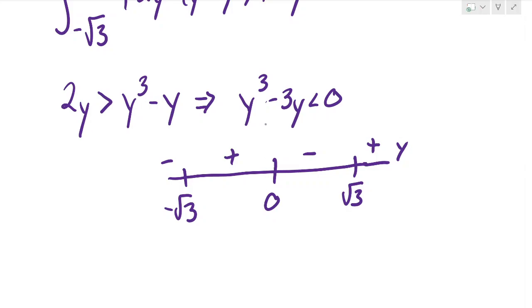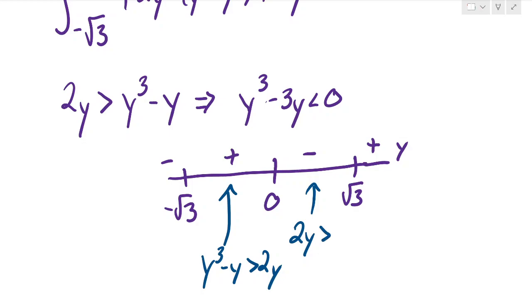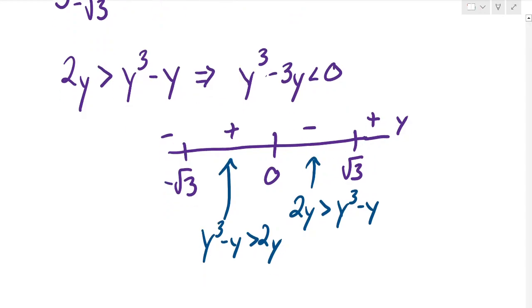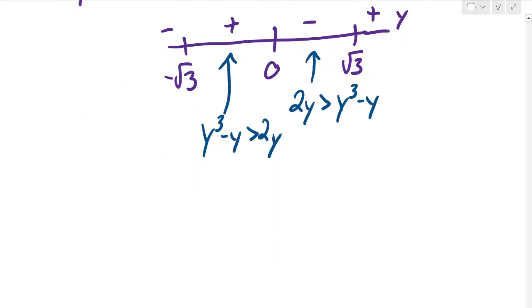But we can see that negative root 3 to 0, this is positive, implying that this first inequality is false, right? So this implies that y cubed minus y is greater than 2y. Okay, so maybe a good idea to write this down. So here, y cubed minus y is greater than 2y. And then in this part, this is negative, implying that the inequality was correct. So here, 2y is greater than y cubed minus y. Okay. So now we have it broken down so that we can solve the integral.